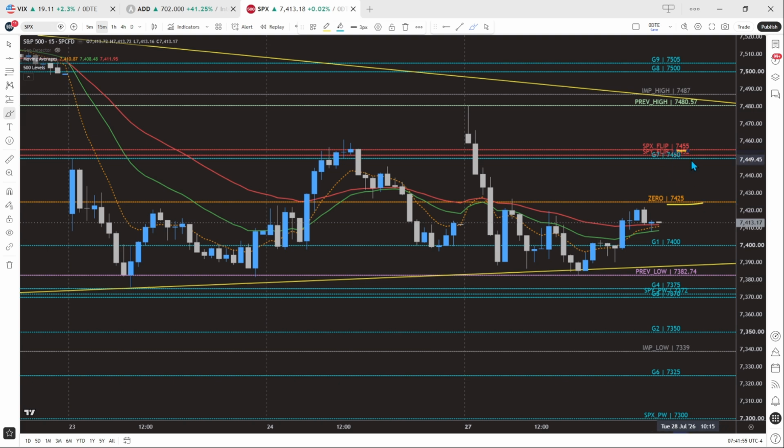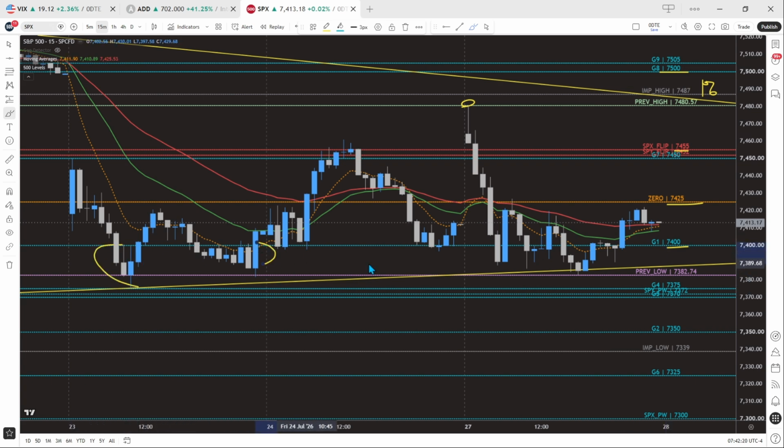Now, in the event we do break and hold those levels, bullish indications, with the previous high at 74.80, implied high today 74.87. That is a 1% implied move. And then above that, we have the big 7,500 handle. On the downside, 7,400. It is a key level from a gamma perspective, although price action has not really respected it as a major support.